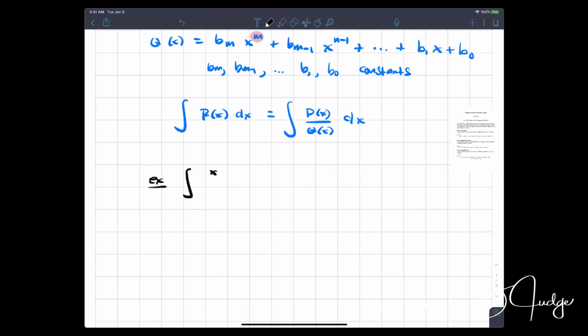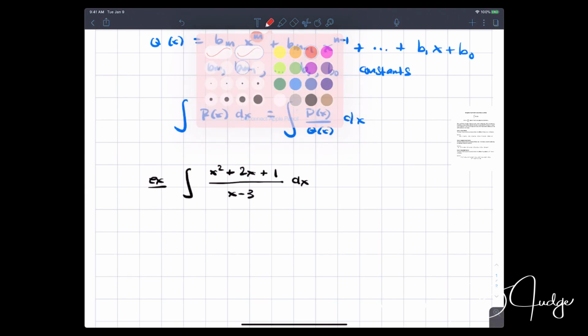You have the integral of (x squared plus 2x plus 1) over (x minus 3) dx. Notice we have a polynomial in the numerator and a polynomial in the denominator, and this is a special kind of case. Let me write this down. I want to point out this detail.